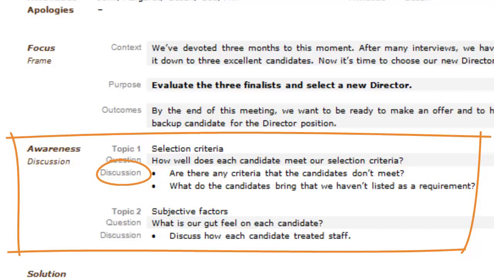Further questions can be added in the discussion section for each topic. Then during the meeting, you can take notes of key discussion points in this section as well.